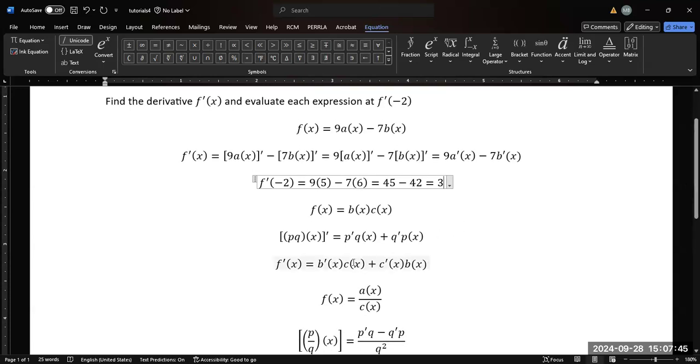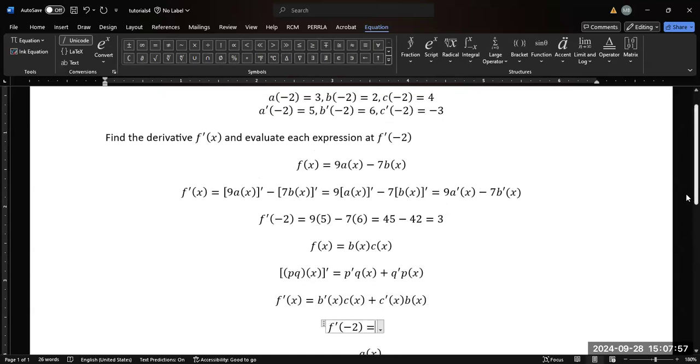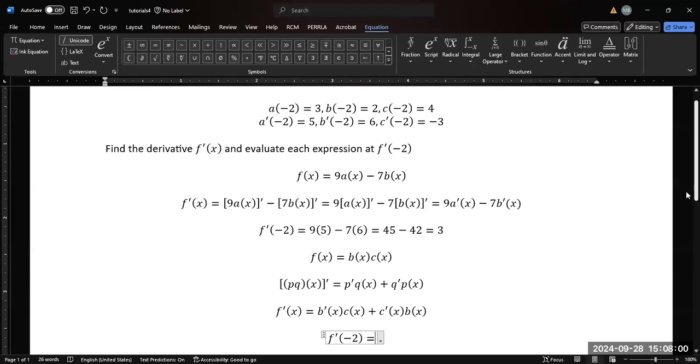And then for our next case, again, here's our derivative. And we're going to, again, plug in the values that we have. F prime of -2. Well, we have B prime of -2 is going to be 6 again, but the C at -2 is 4. And then we're going to add C prime at -2 is -3. And then B at -2 is 2. And so when we evaluate that, we get 24 minus 6, which is equal to 18.